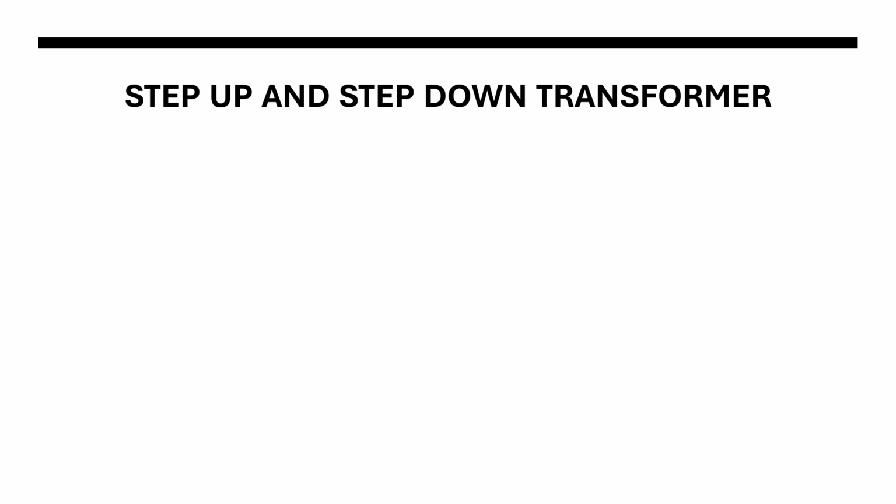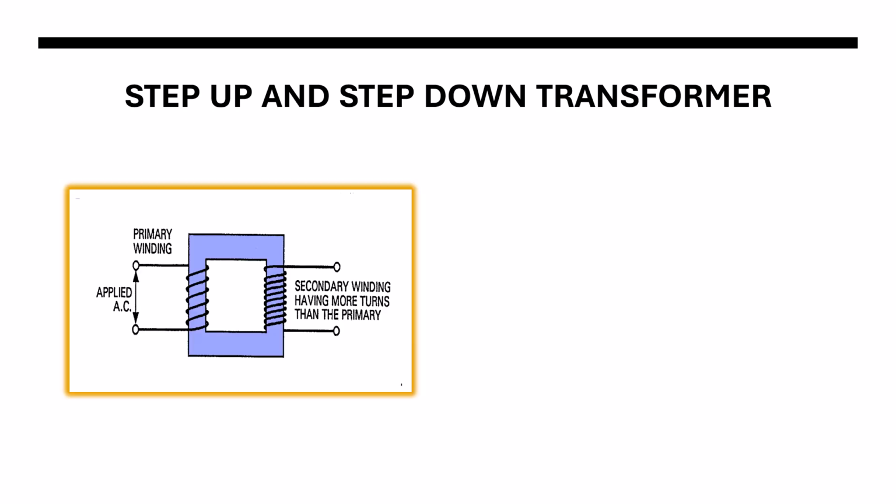Let's see the step up and step down operation of a transformer. A transformer steps voltage up or down according to the ratio of the primary to secondary winding turns. A transformer designed to increase the voltage from primary to secondary is called a step up transformer, and a transformer designed to reduce the voltage from primary to secondary is called a step down transformer.